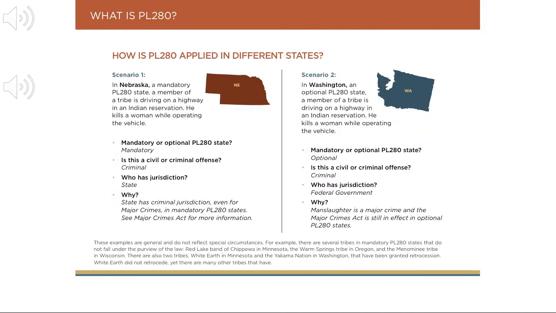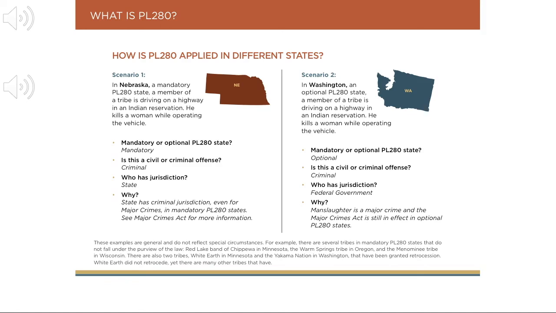In order to understand some practical applications of PL280, we'll review some different scenarios in different states. Scenario 1. In Nebraska, a mandatory PL280 state, a member of a tribe is driving on a highway in an Indian reservation. He kills a woman while operating the vehicle. Since Nebraska is a mandatory PL280 state and manslaughter is a criminal offense, the state has jurisdiction. Because in mandatory PL280 states, the state has criminal jurisdiction even for major crimes.